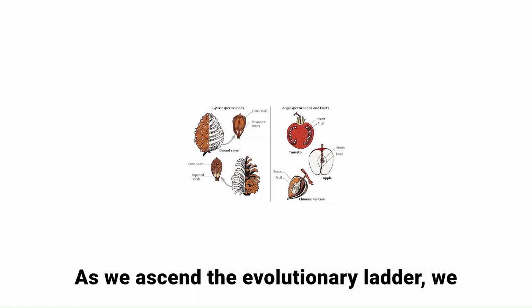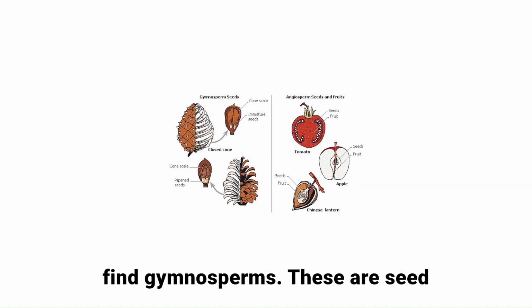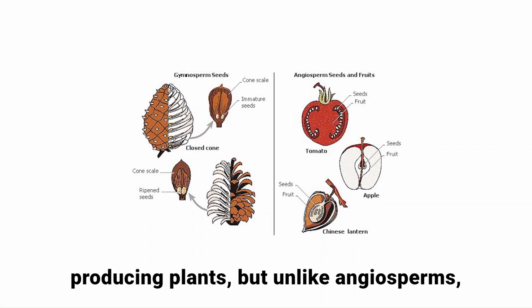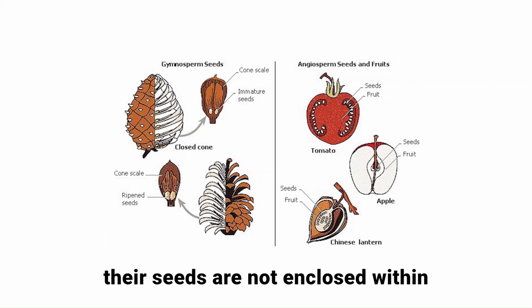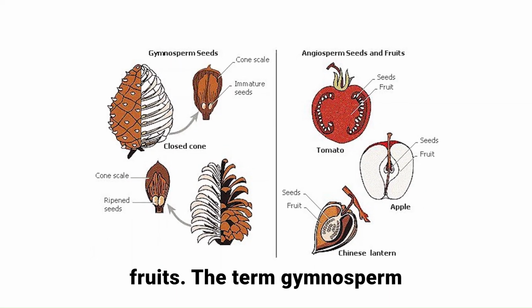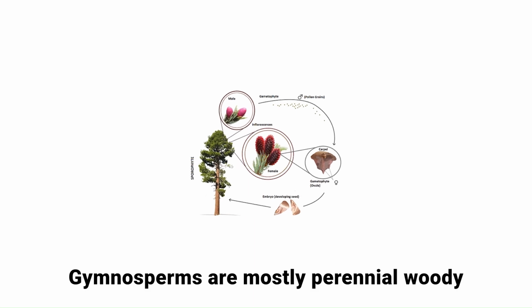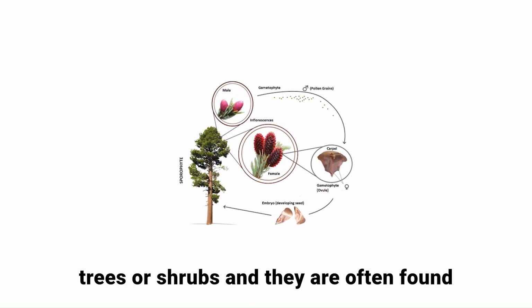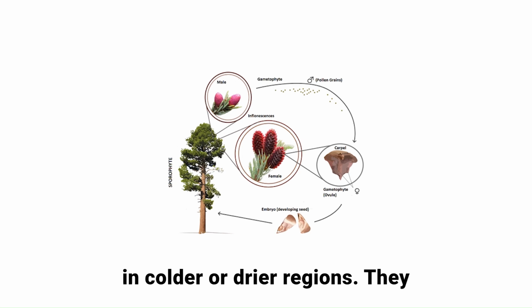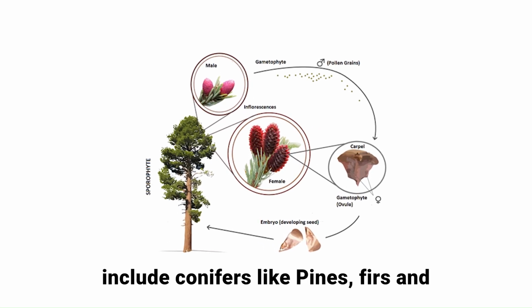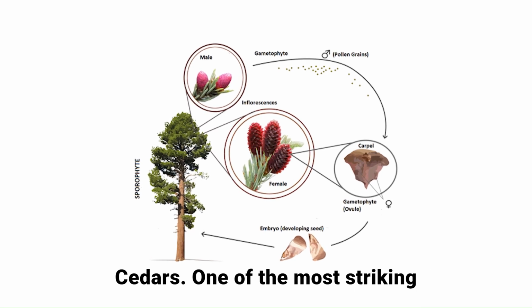As we ascend the evolutionary ladder, we find gymnosperms. These are seed-producing plants, but unlike angiosperms, their seeds are not enclosed within fruits. The term gymnosperm means naked seed. Gymnosperms are mostly perennial, woody trees or shrubs, and they are often found in colder or drier regions. They include conifers like pines, firs, and cedars.